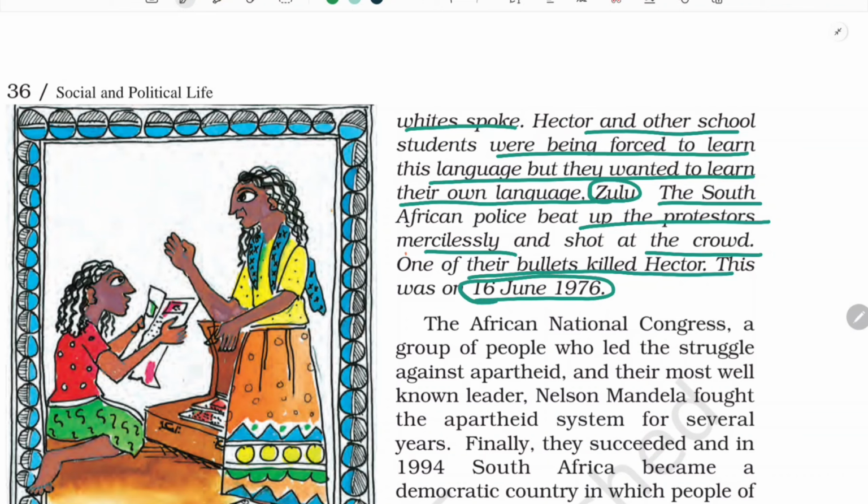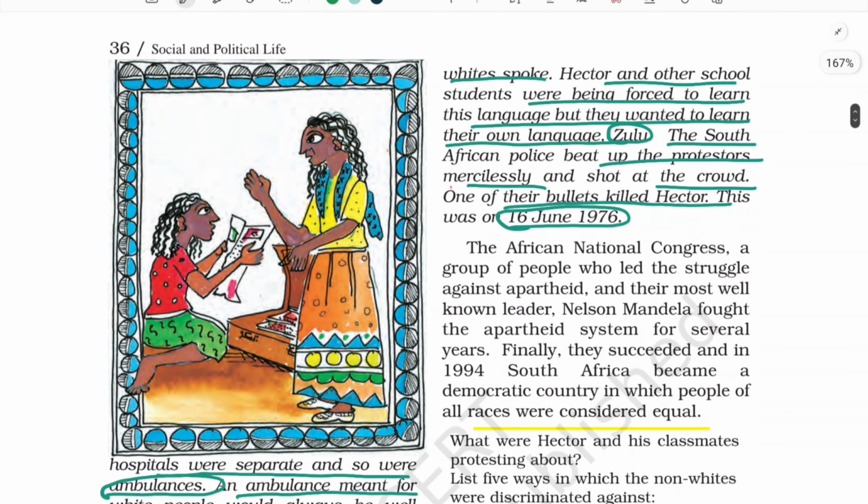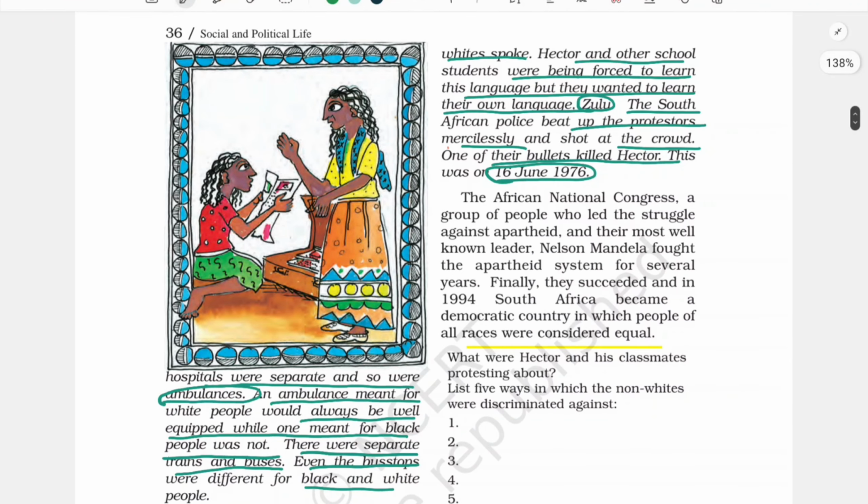This is not very old news, isn't it? This was recent news, in the year 1976. If you compare it with India, India had already got its independence in 1947. But here in 1976, they were still struggling for their freedom. In that way, Hector Peterson was shot dead.